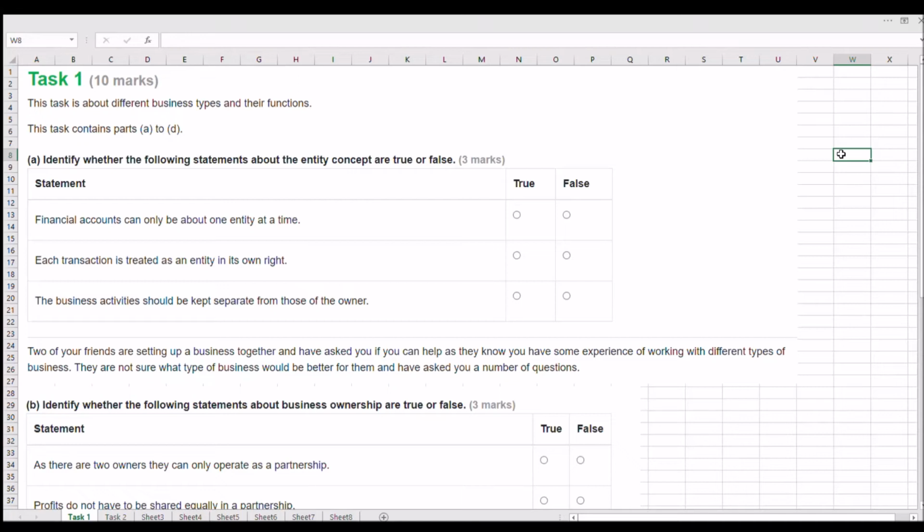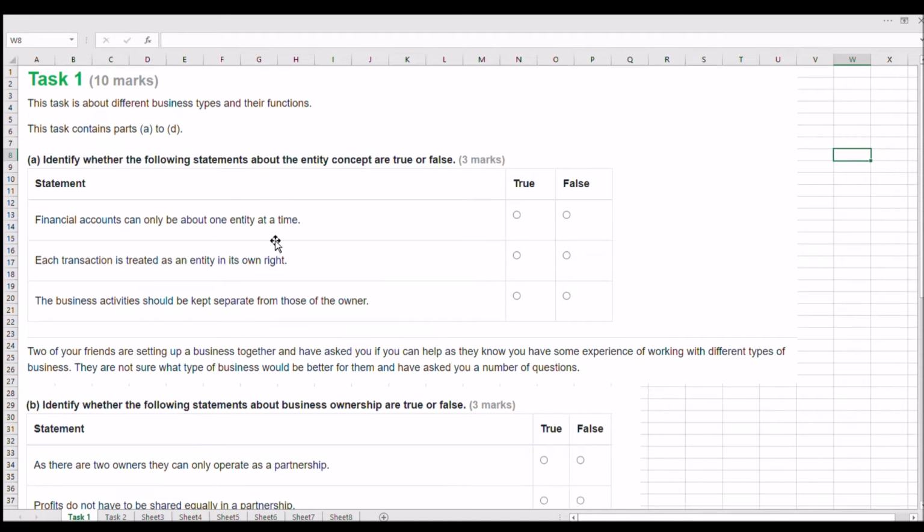Task 1. So this is about different business types and their functions, so let's just go through it. Identify which of the following statements about the entity concept are true and false. So this is the business entity concept that we're trying to have in here. Financial accounts can only be about one entity at a time, and that's false because our financial accounts could cover more than one entity.